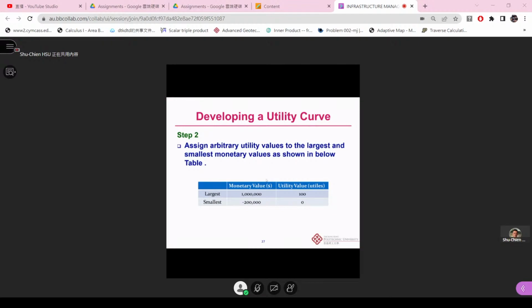It can be 100, 1000, whatever. We just want to give it a range, so usually we use 100 or 1000, depending on the scale that you want to choose. And then we do the smallest, which is negative 200,000, and we assign it the utility value equal to 0.